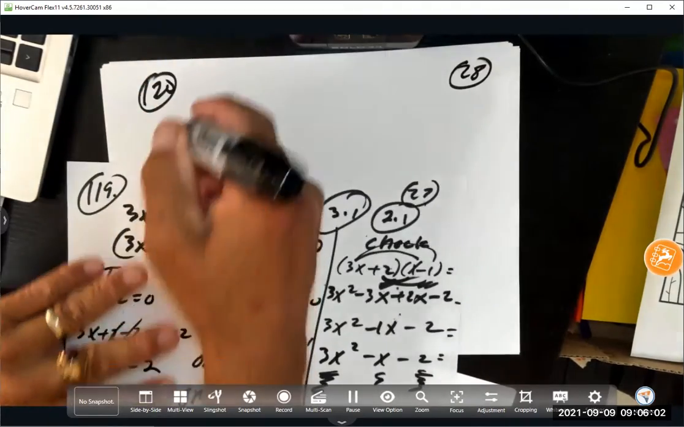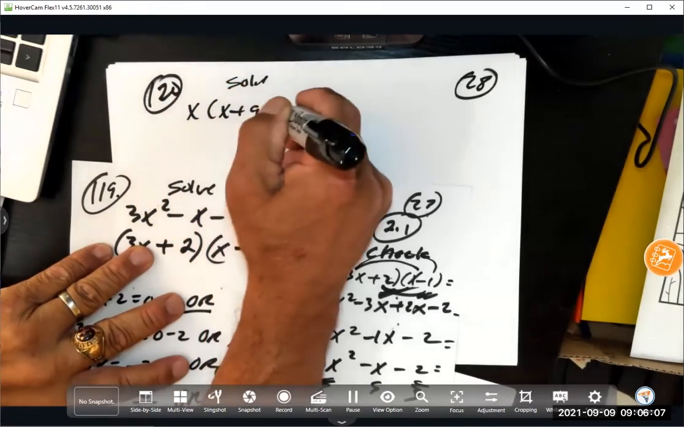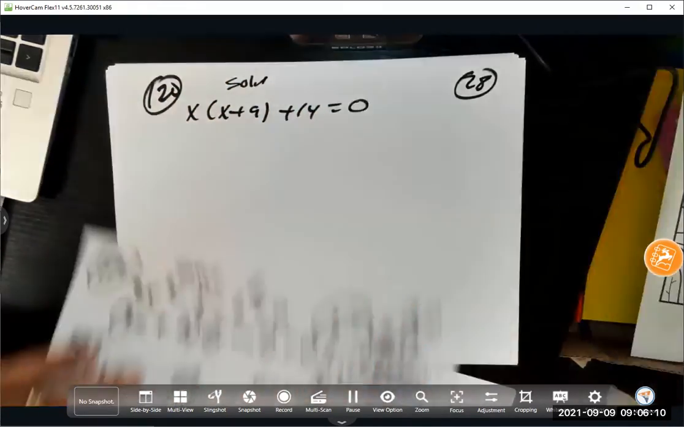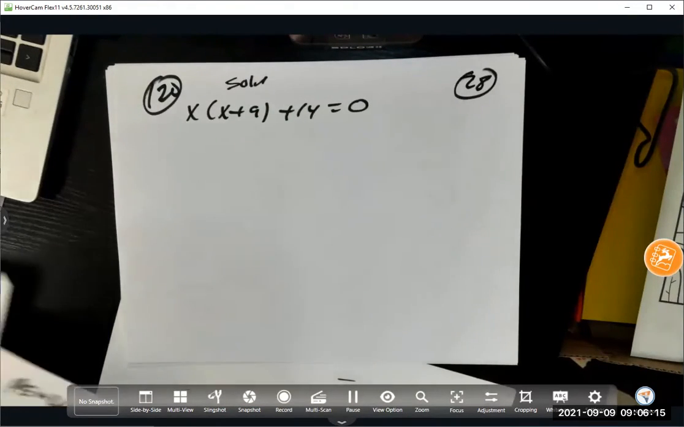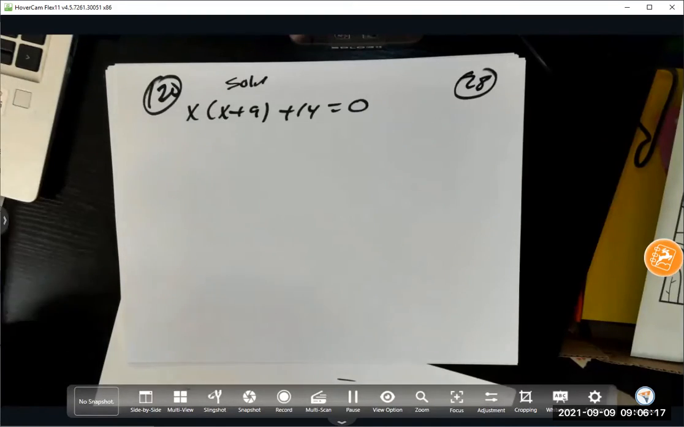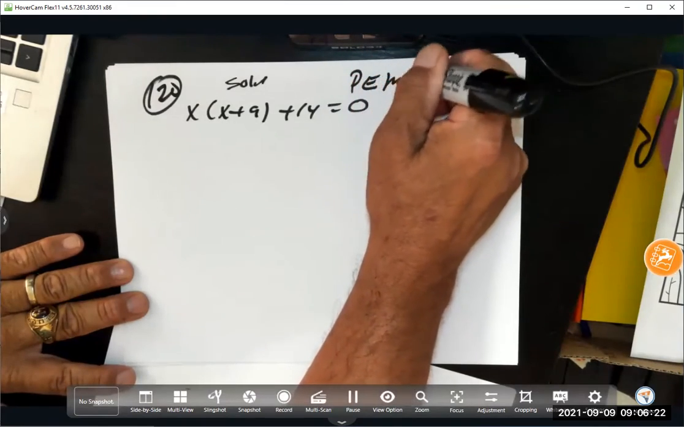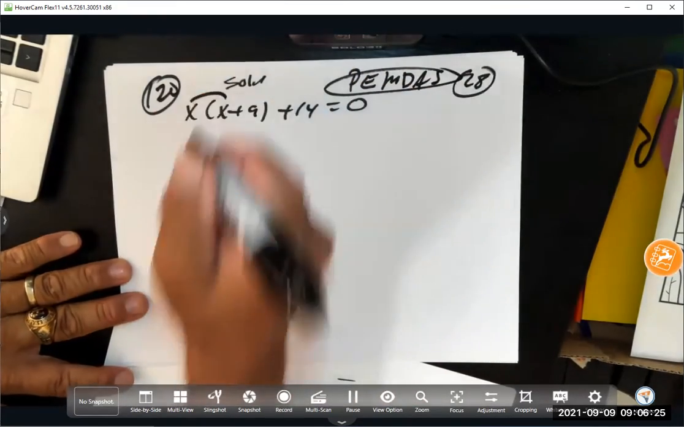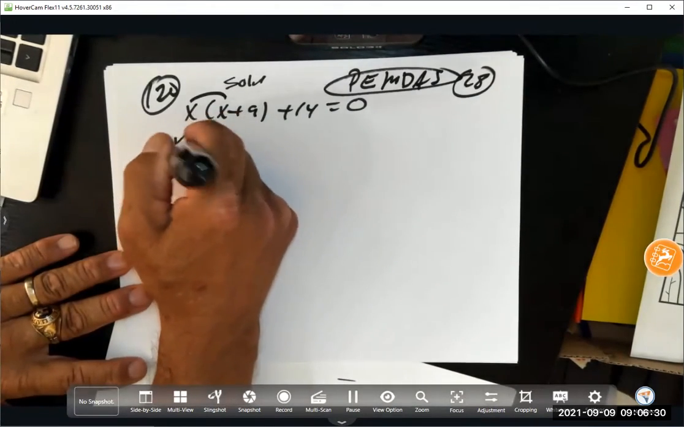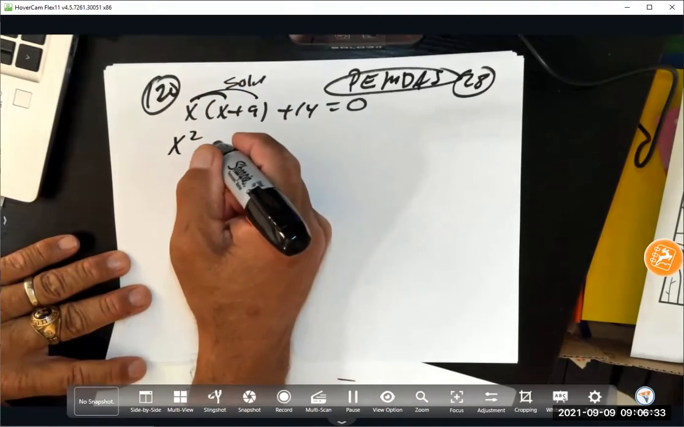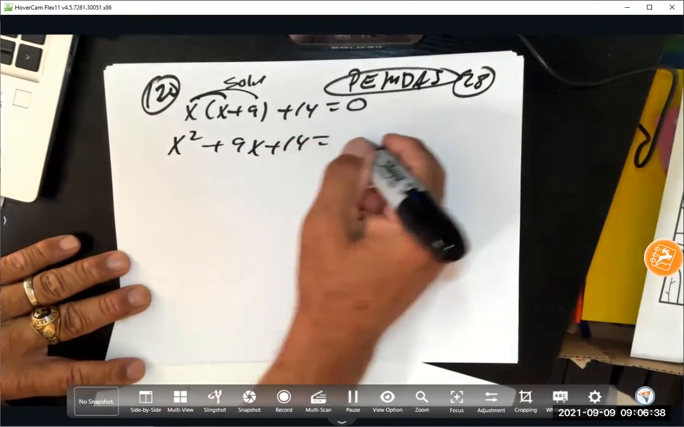120. It says solve x plus 9 plus 14 equals 0. Okay, so now it doesn't look like the ones we know how to do yet, but we can fix it. And the way you fix it is you do PEMDAS. Ready? So x times x, tell me the answer. X squared. X times 9, tell me the answer. 9x. 9x plus 14 equals 0.